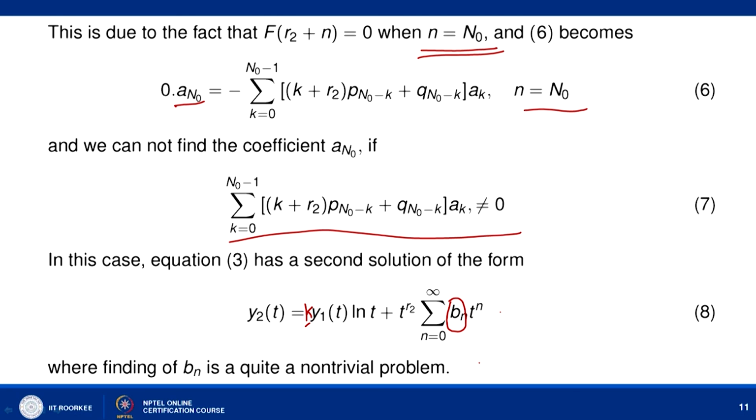So, once we know one solution, we can use the method of variation of parameters to find the other solution. It means that when the right hand side is non-zero, we do not have a method to find this coefficient a n naught, and we simply say that the second solution will not be of the form of a Frobenius series solution, and it will take a form that may or may not involve the term y1 t ln t, and it is up to us how to calculate this Bn.